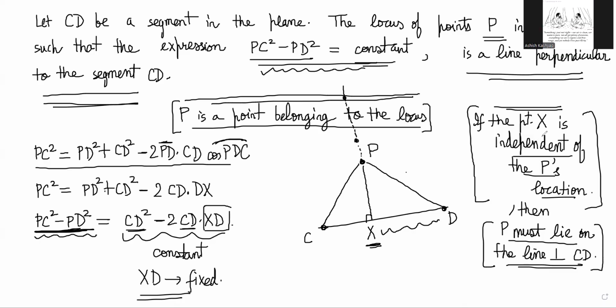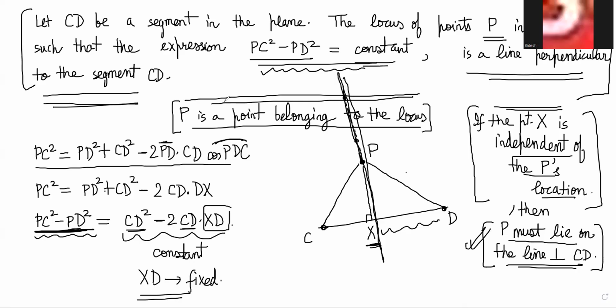So from there we have already proved that if X is fixed, then the point P must lie on the line perpendicular to CD, right? According to our claim earlier. So we have proved this statement now, right? This whole statement. Is it clear to everyone? Gitesh? Yes, sir. So, but why are we restricting X to a single point?